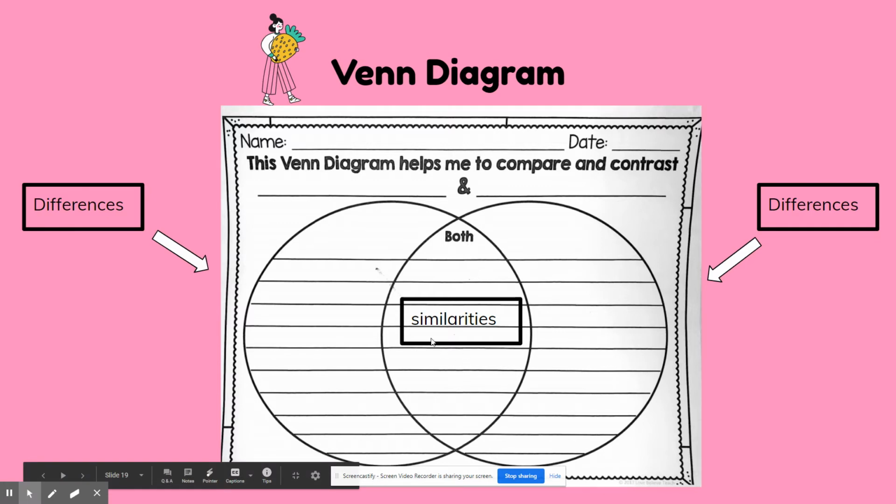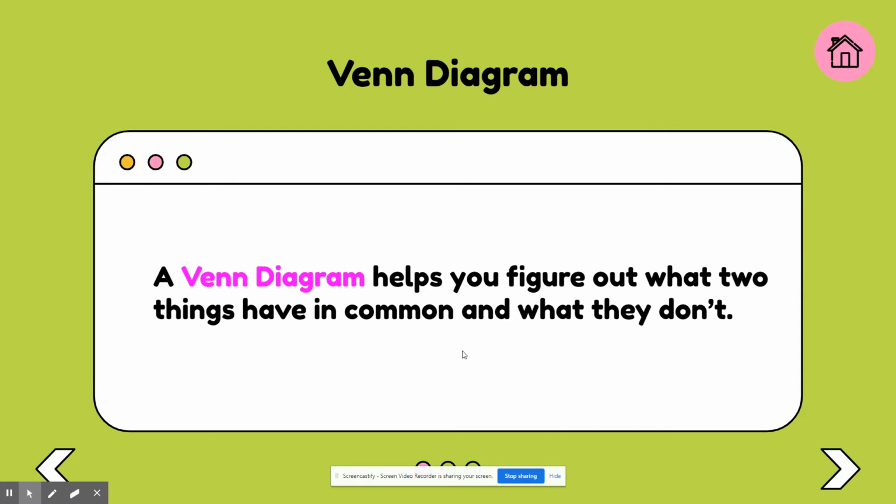And in the middle of the circle, when you're comparing and contrasting those two things, in the middle, you're going to write the similarities. You're going to write how these two things are the same, what they have in common. Now, in the outer parts of the circle, you're going to write the differences, how they are different from each other. And in the middle, how they are the same, their similarities, what they have in common. A Venn diagram helps you figure out what two things have in common and what they don't. So, a Venn diagram is going to help you compare and contrast.